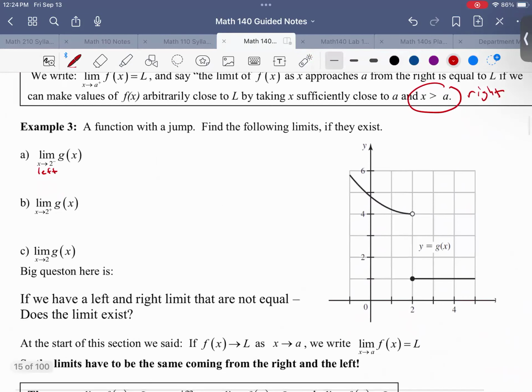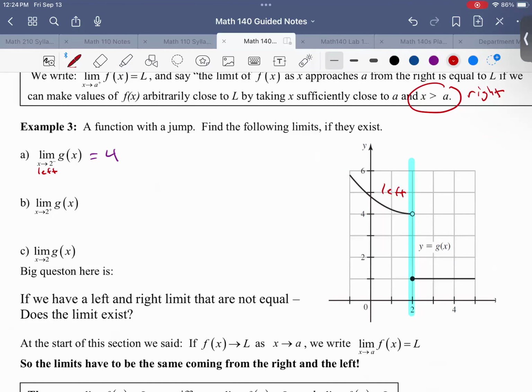So here is 2. I'm going to highlight it just to show that's what we're checking out. If I'm approaching 2 from the left, what value am I getting close to? Here's x equals 2. What value am I at? Looks like 4. So as I'm approaching 2 from the left, my function is going to 4. So what I would say here is 4.